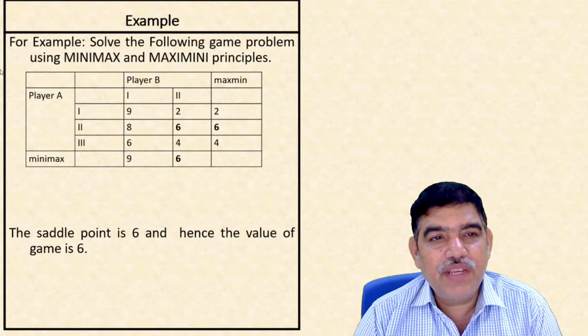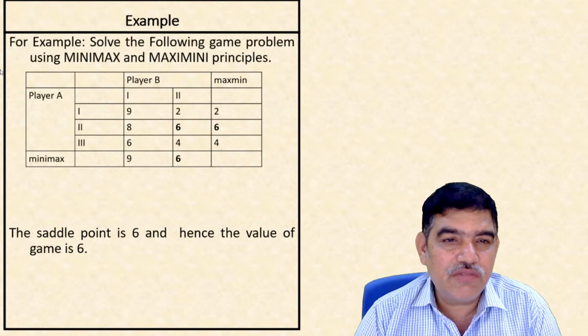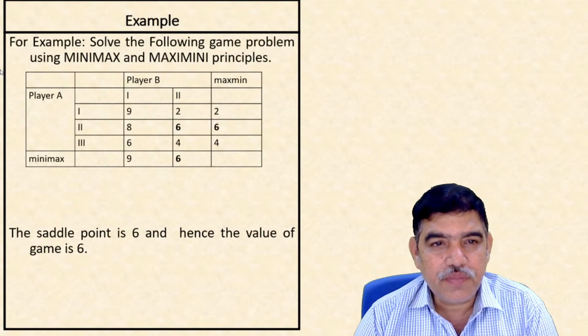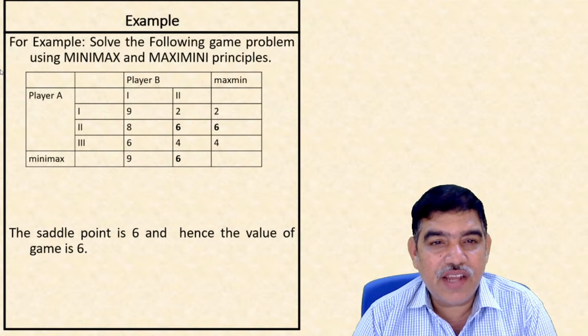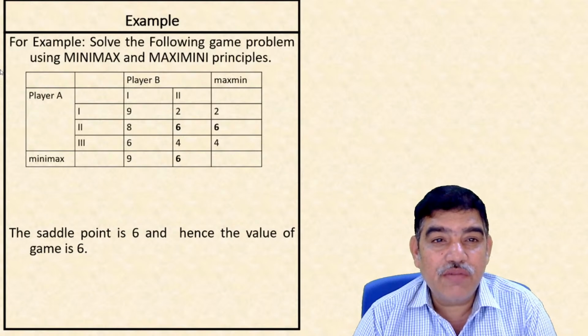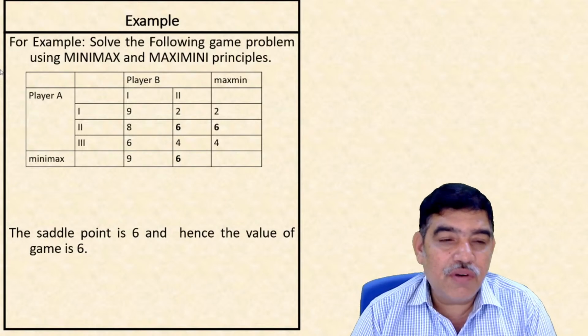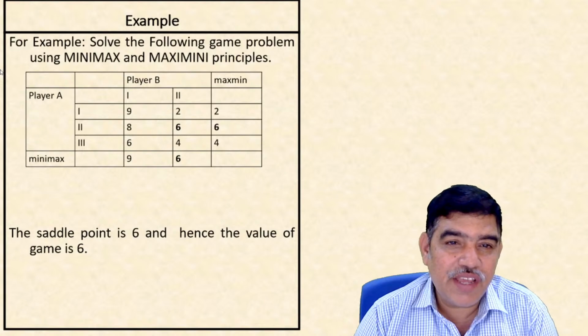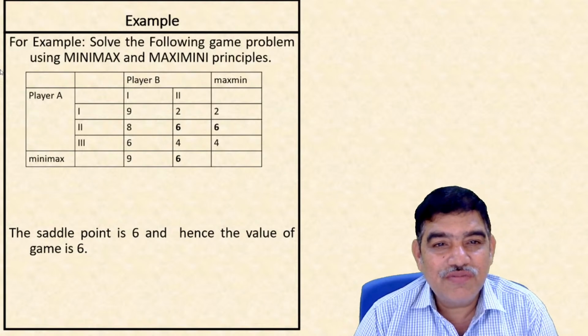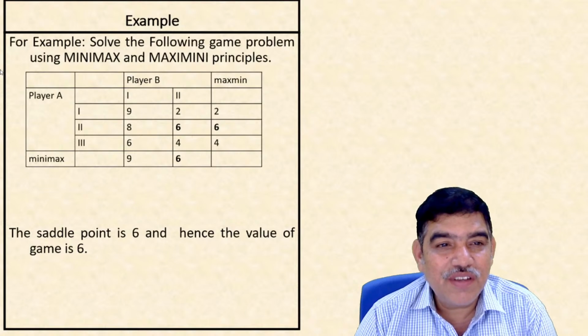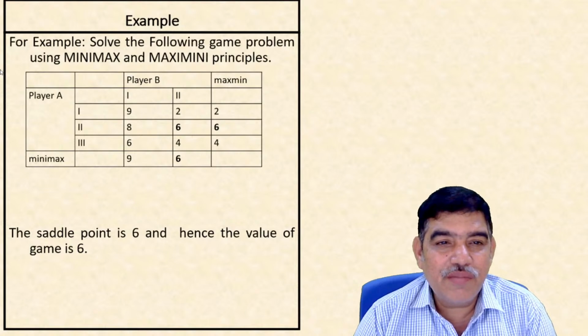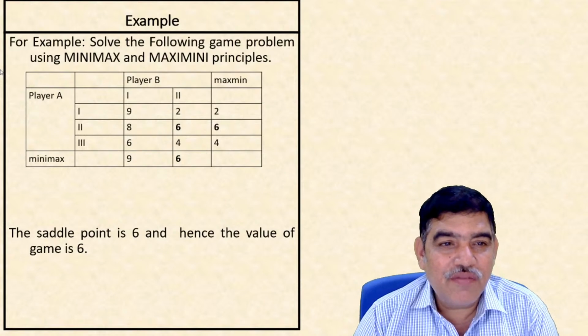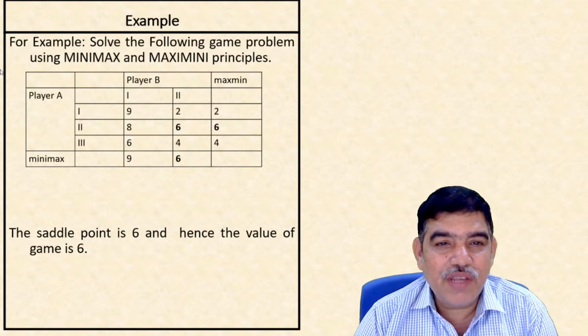Now, if we apply minimax and maximin principles, row wise we have to find the minimum profit. After finding the minimum profit, we try to find the maximum value, maximum profit. So for strategy 1, for player A, the minimum value is 2. That means the minimum profit. For strategy 2, for player A, the minimum value is 6. For strategy 3, for player A, the minimum value is 4.